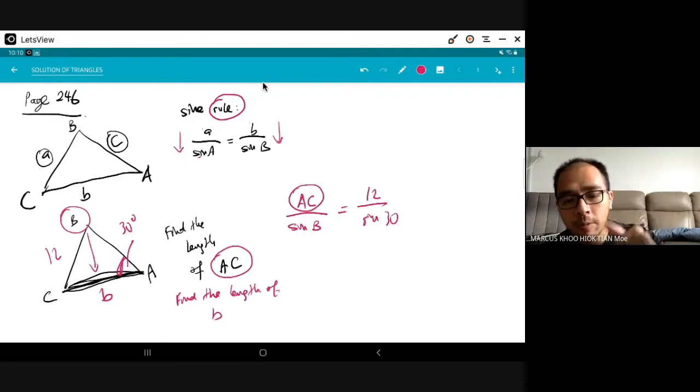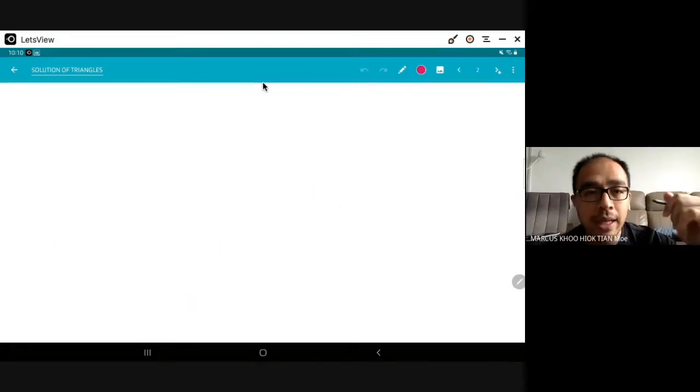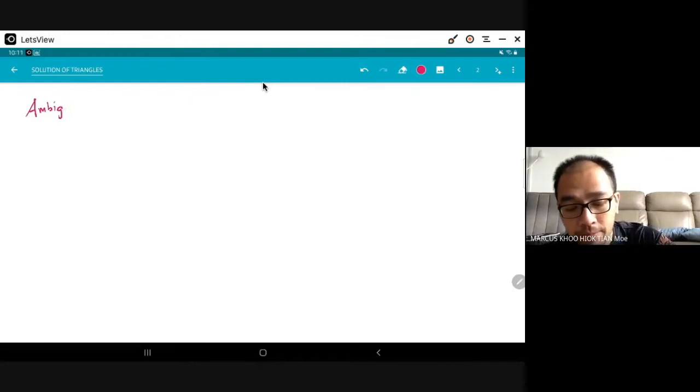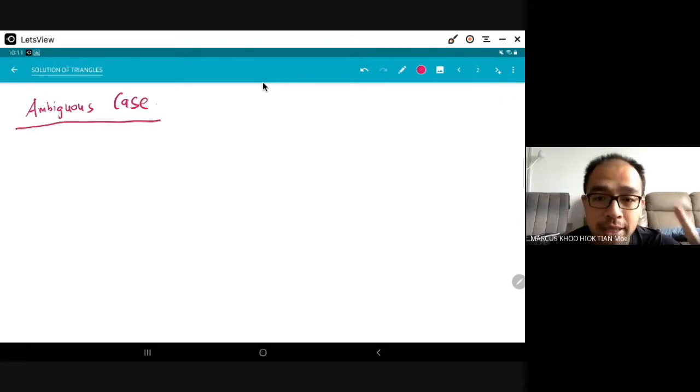Now the next thing that I want to talk about is that there is something special about this sine rule, which we will call the ambiguous case. Ambiguous case. Now why do ambiguous cases happen? This is the first thing you need to know.